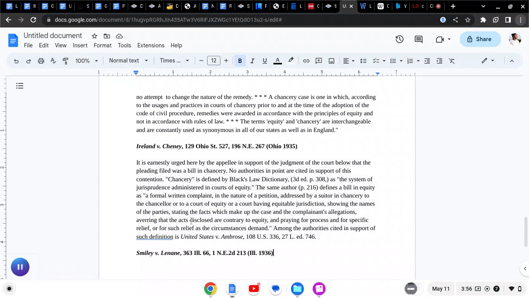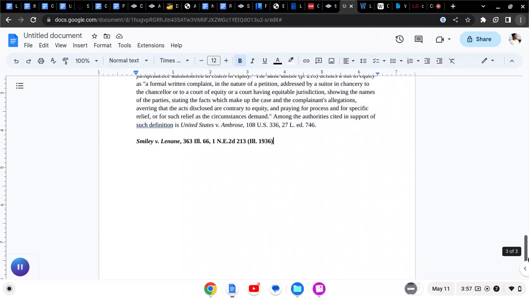Let me see. You would plead facts averring that the acts disclosed are contrary to equity. You see what I'm saying? They're telling you how to plead your case. But in order for you to plead your case properly, you need to know what is an equitable remedy, and you need to know when you have an equitable cause of action, so to speak, something like that. This stuff ain't hard, y'all. I promise y'all it's not hard.